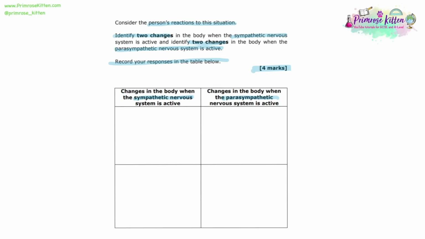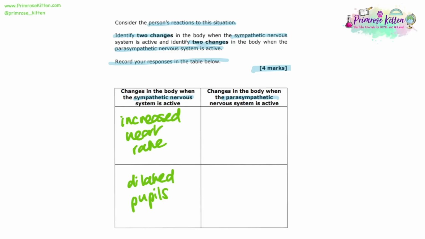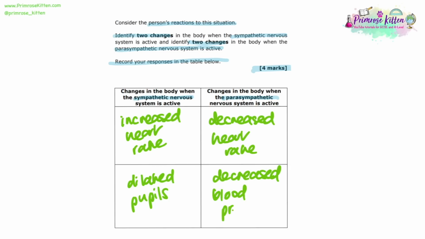Changes in the body when the sympathetic nervous system is active could include things like the increased heart rate or dilated pupils. Other responses could include an increase in breathing rate, increase in blood pressure, decreased saliva production, and an increase in sweating. Changes in the body when the parasympathetic nervous system is active include decreased heart rate and a decrease in blood pressure. Again, there are other potential correct answers. These could include constricted pupils, decreased breathing rate, stimulated digestion process, or a decrease in sweating.